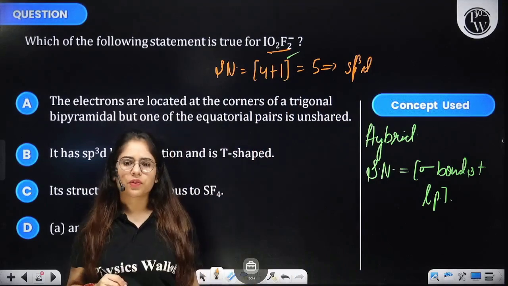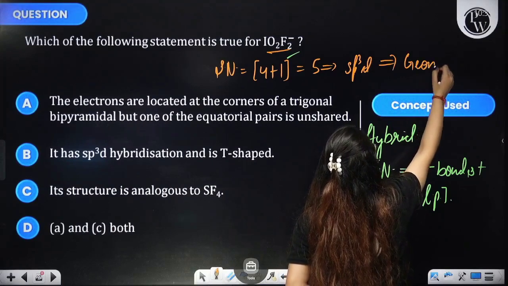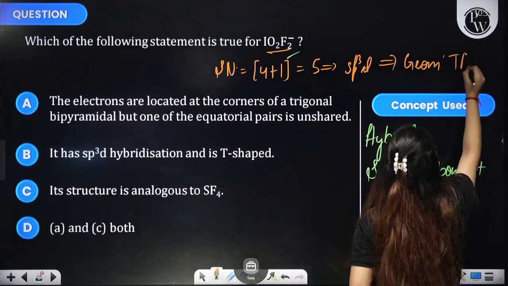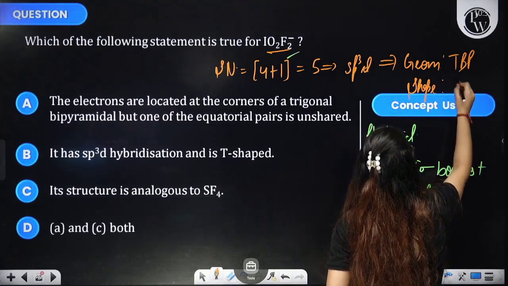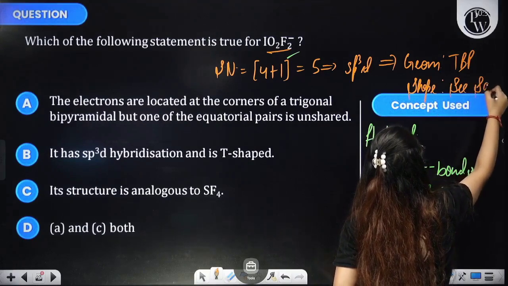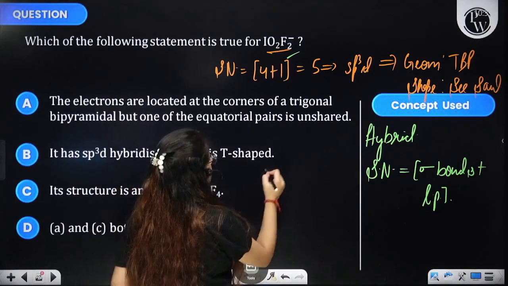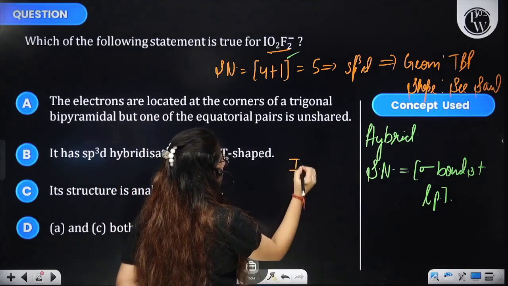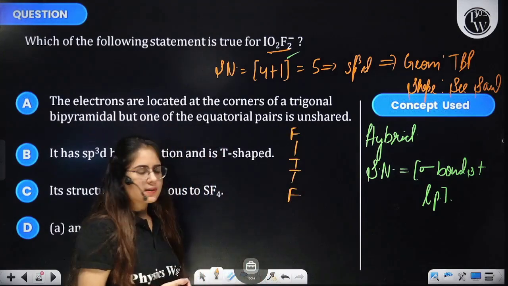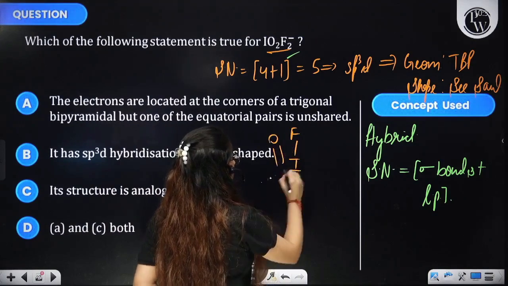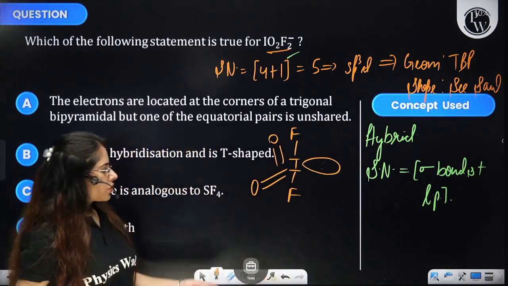Further, we will write the geometry and shape for this molecule. Geometry will be TBP and shape will be seesaw. Let's draw the structure for this ion. So it will be, more electronegative atom will come at axial positions, then oxygen here, or a lone pair. So this is the seesaw shape.